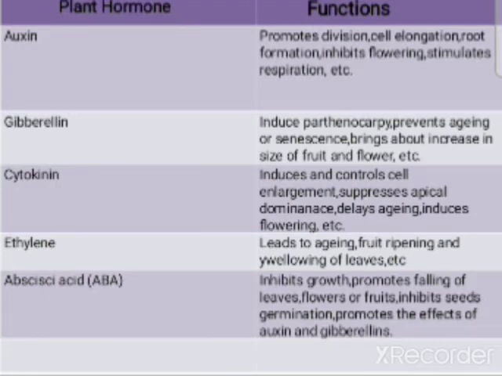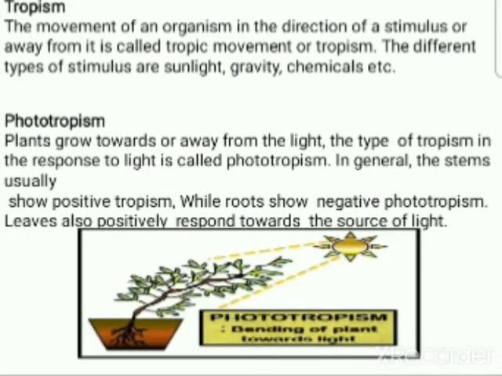Moving on to the next, we have tropism. It's hard for us to think of plants capable of any sort of movement, but they do possess some sort of movement in the direction of the stimulus that is being supplied to them. Now, this movement of any organism, whether plant or animal, in the direction of the stimulus or away from it, is termed tropic movement or tropism. We have different types of tropism in plants, caused by different types of stimulus such as sunlight, gravity, chemicals, etc. And we will be learning some of these below.